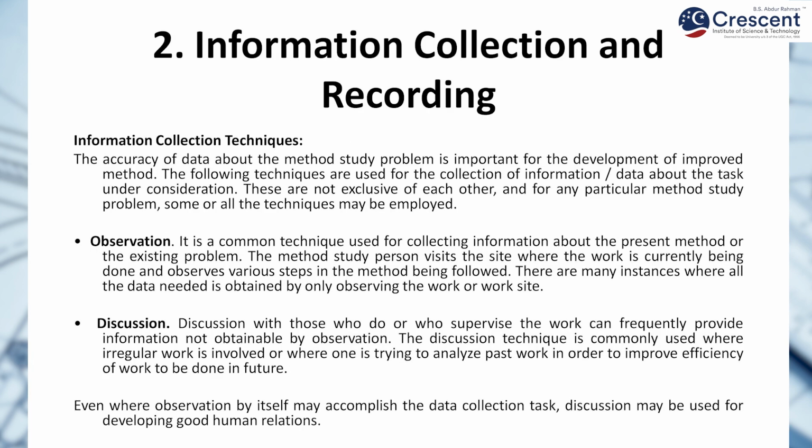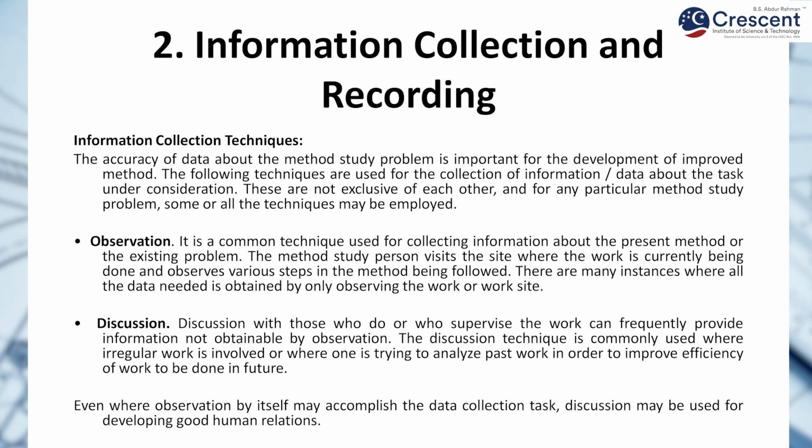Next, after selection of the job, the second aspect is information collection and recording. The first part is information collection. We will collect what the things are in the job and in the method. If the data is accurate, then only can we improve and develop a better method. If data is not collected properly, we cannot get improvement in the existing or in a new method.